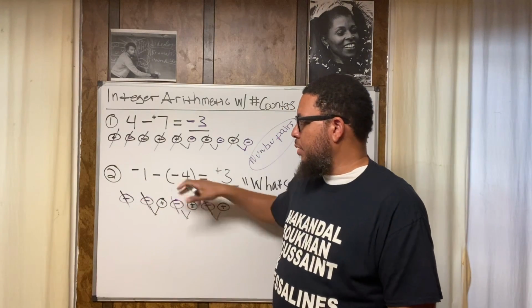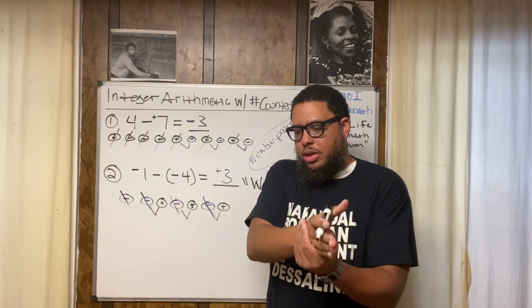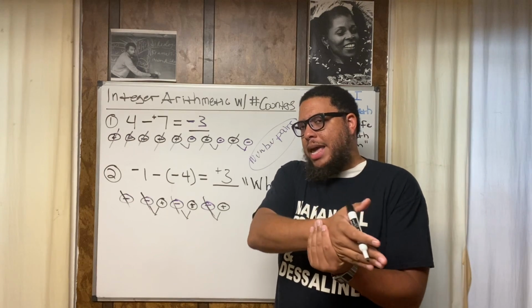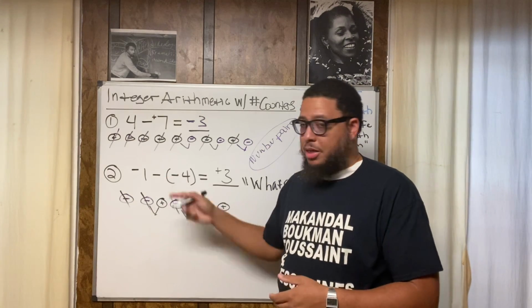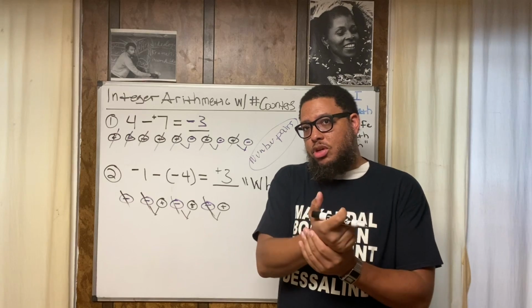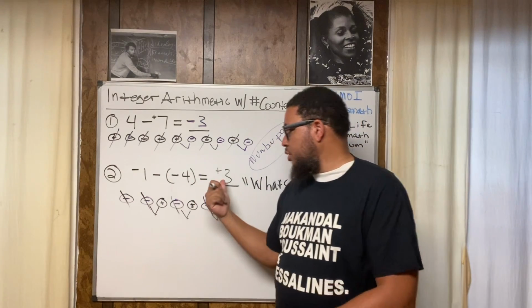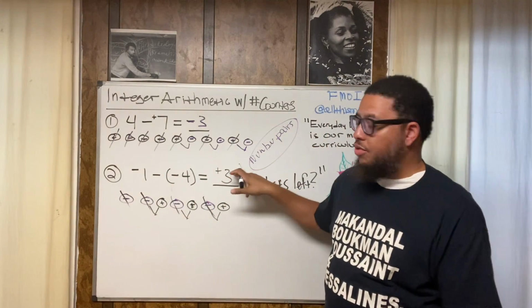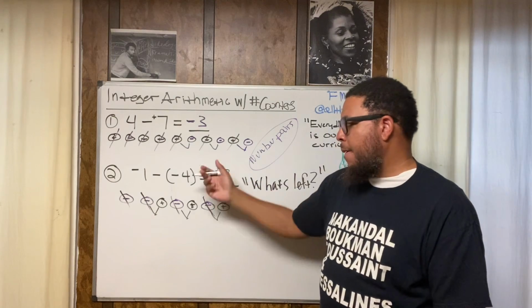So if I got -1 plus 4, that means I start out at -1 on the number line. Since I'm adding, because a double negative becomes addition, that means I move to the right 4 spaces. When I move to the right 4 spaces, where do I end up? I end up at +3. Another way to get the answer.